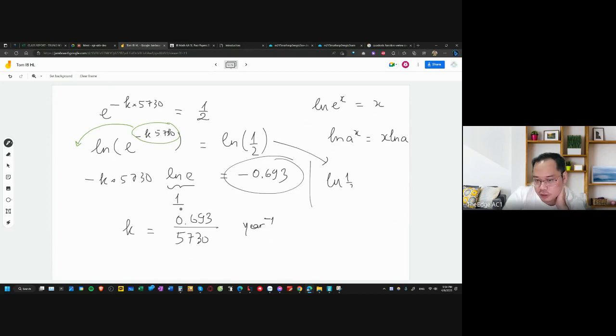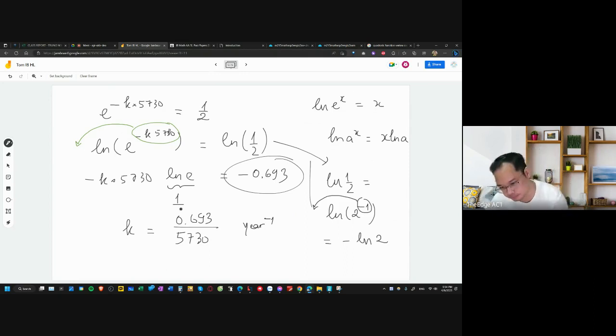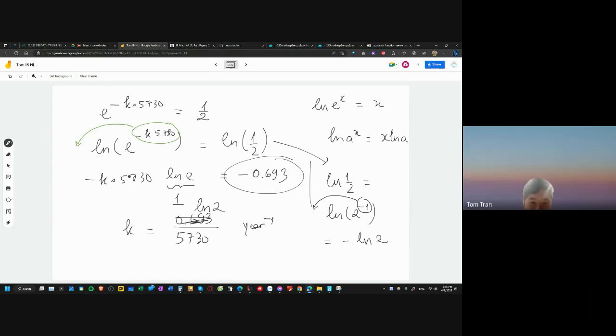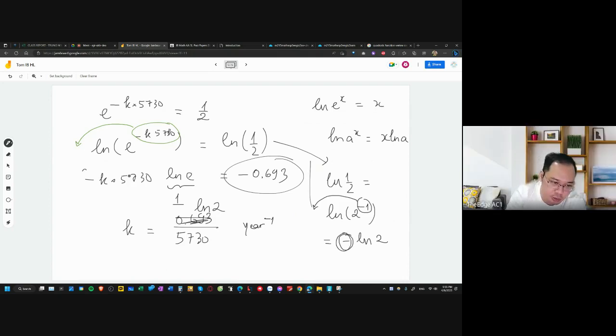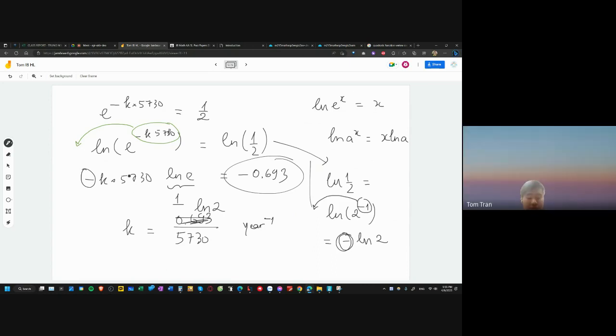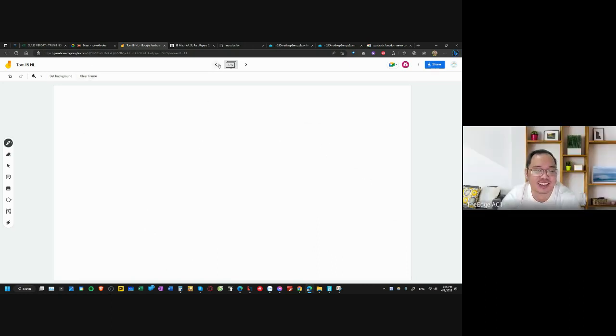ln of 1/2 is actually equal to ln of 2 to the power minus 1. And therefore, we can bring the power minus 1 to the front. It equals minus ln 2. So the value 0.693 here can be written as ln 2, and we get the answer. Wait, so what happened to the minus 1 again in the final answer? It cancels, right? Minus 1 and minus 1 here, they cancel each other out. I'll erase it and do it again.